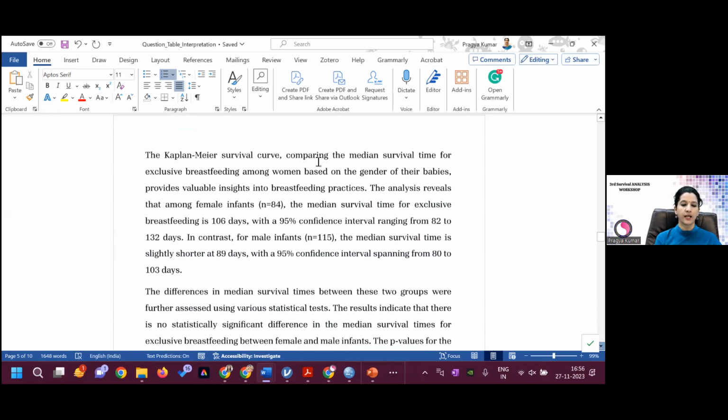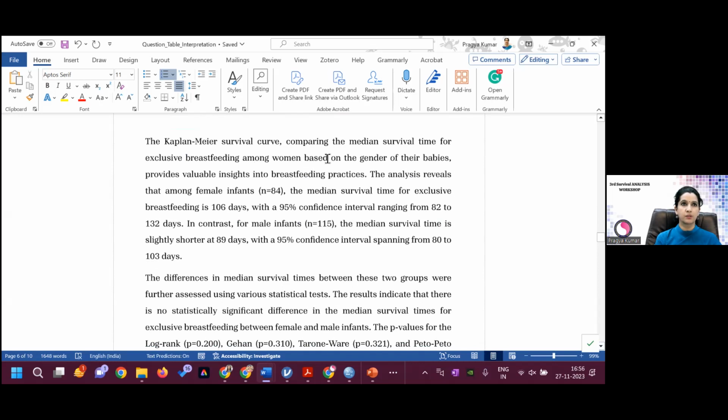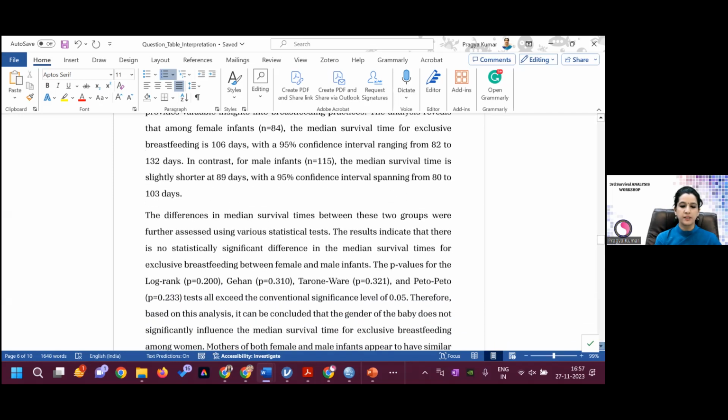And then you can write that the Kaplan-Meier survival curve was comparing the median survival time for exclusive breastfeeding based on gender. You will write that the analysis revealed that among female infants, the median survival time for exclusive breastfeeding was 106 days, with 95% confidence from 82 to 132. In contrast, the male infants' median survival time is slightly shorter. And then again, I have written more, one of you can read this.